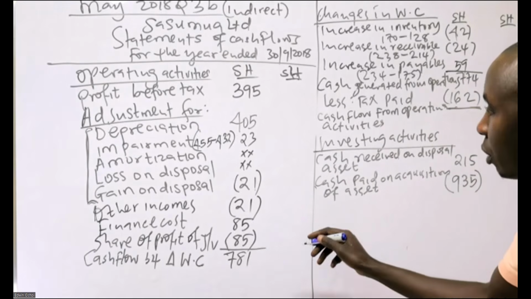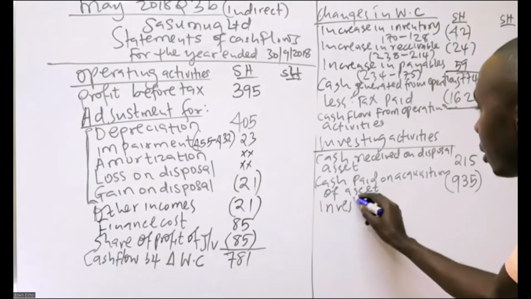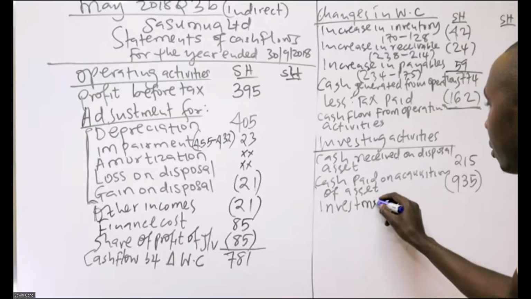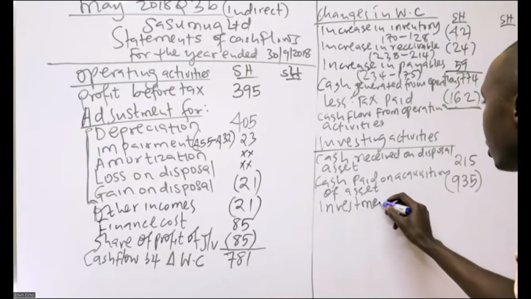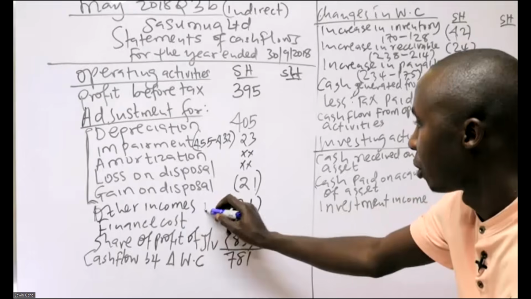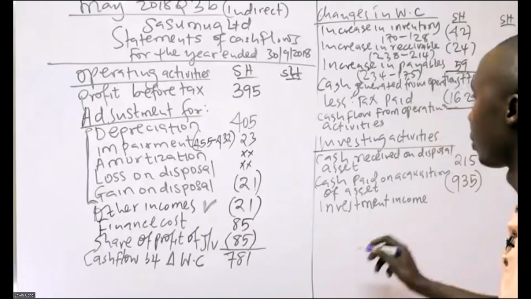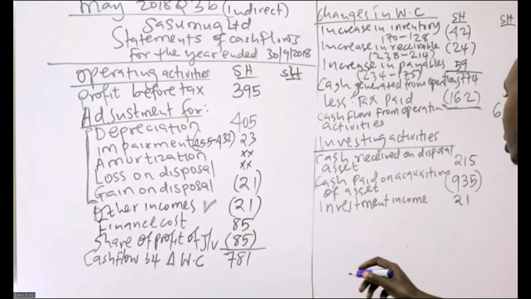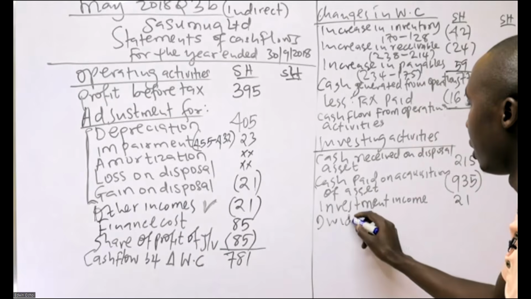Then I said we talk about investment income. So here we have other income. So this is the one I will consider for the 21. Then I said that now we consider dividend received.